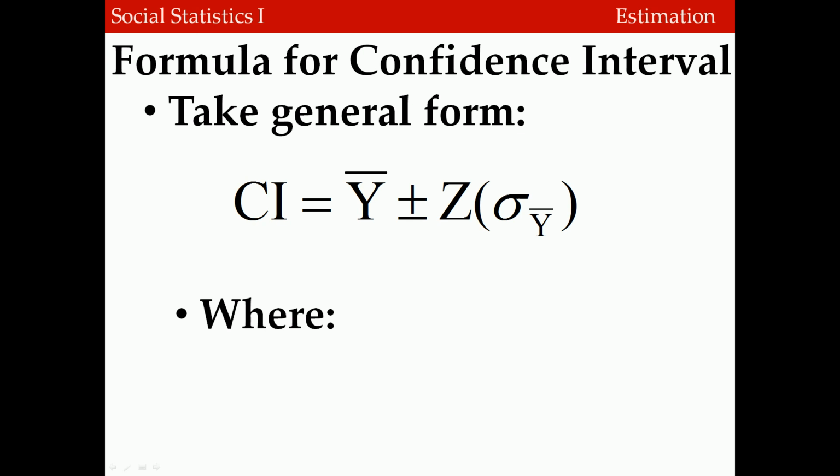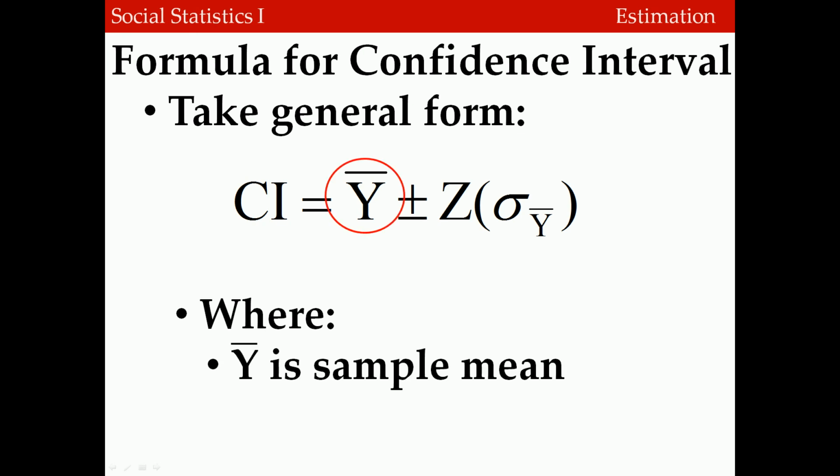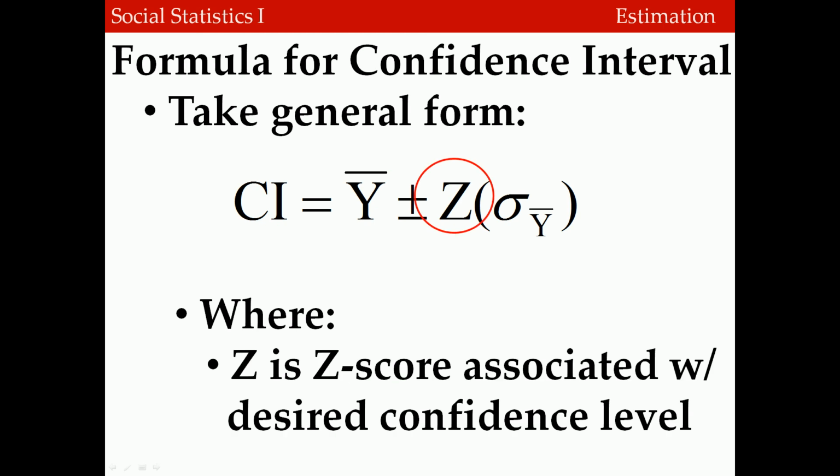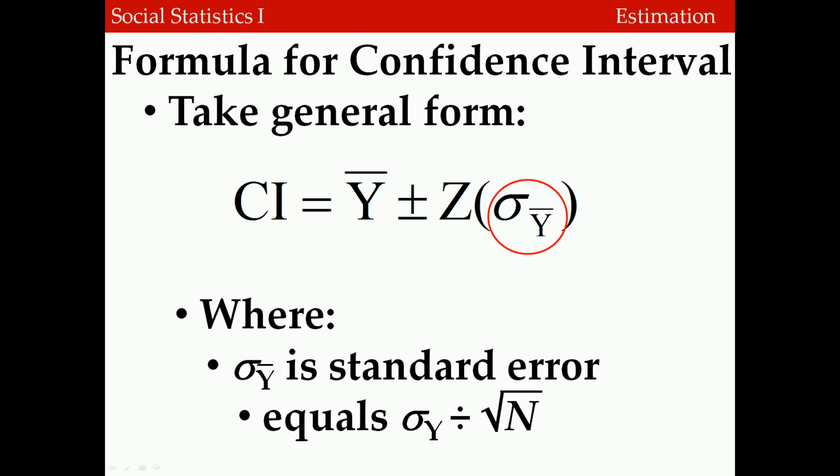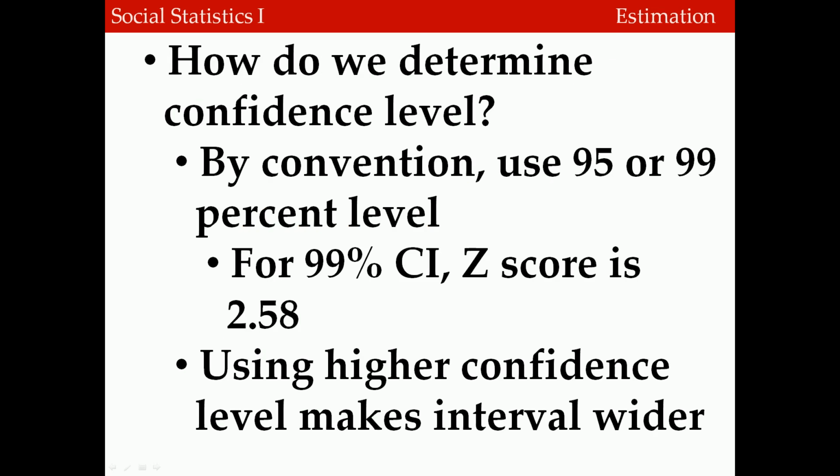Here's the general formula for a confidence interval. It tells us to take the sample mean, in this case for the variable y, or y bar, and add and subtract the value of the z-score associated with a particular confidence level, let's say 95%, which would be 1.96, multiplied by the standard error, sigma sub y bar. You can see that the standard error is equal to the true population standard deviation, sigma sub y, divided by the square root of the sample size, n.